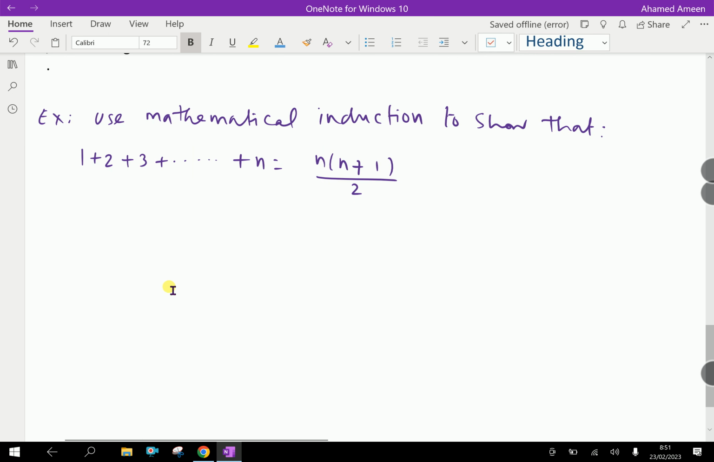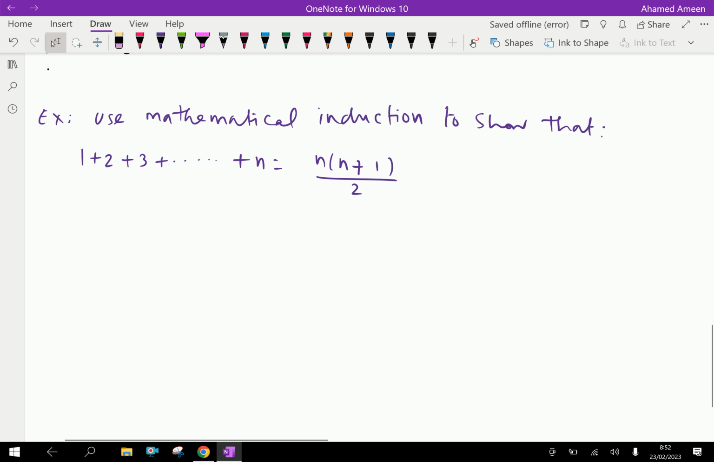Let us take an example to prove. We know that the sum of natural numbers, 1 plus 2 plus 3 up to n, is n into n plus 1 by 2. By mathematical induction, let us try to prove this. Let P of n be our statement, which is equal to n into n plus 1 by 2.